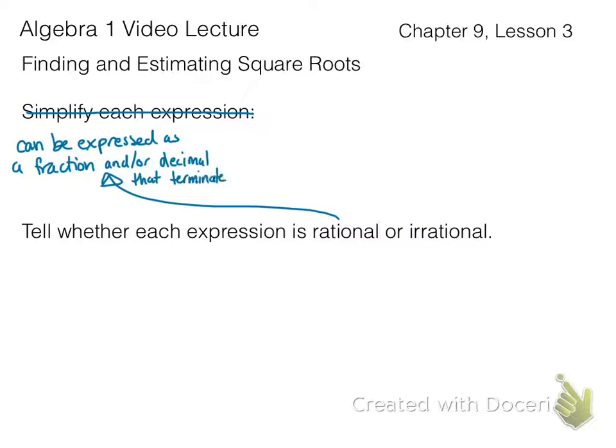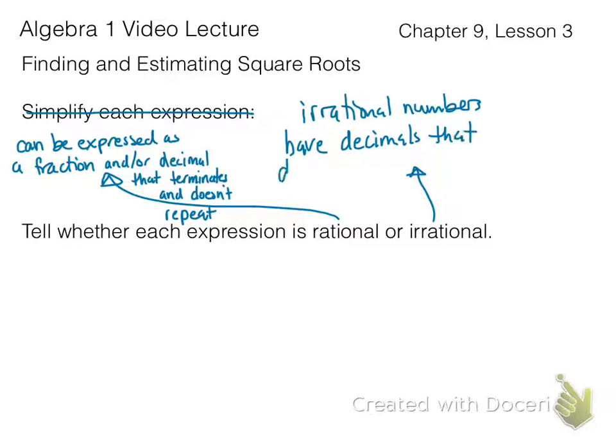All right, so we're going to tell whether an expression is rational or irrational. And remember, a rational number can be written as a fraction or as a terminating decimal or a repeating decimal. Whereas an irrational number is written as decimals that don't repeat and don't terminate. An example would be pi. Pi goes on forever and it doesn't repeat, and it is our most iconic irrational number.